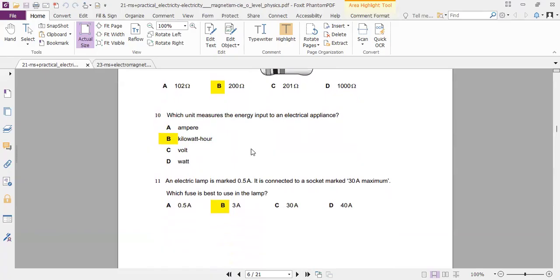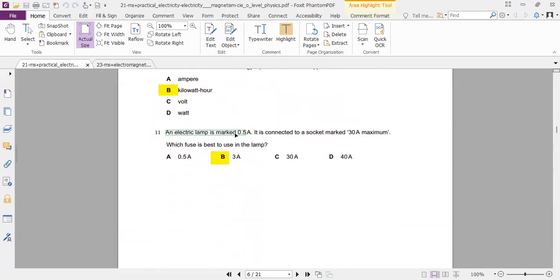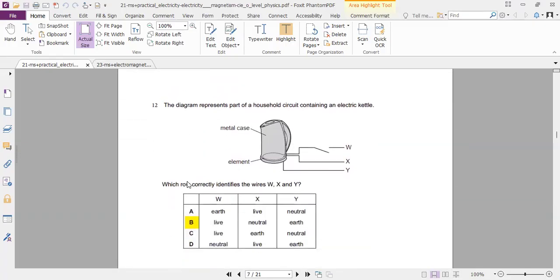Kilowatt hour. Thirty amp max is the socket. It's not the fuse. We have to think about the 0.5 amps. So from this choice, 3 amps will be the best choice. We can't use 5 for 0.5 because the voltage might surge the current.